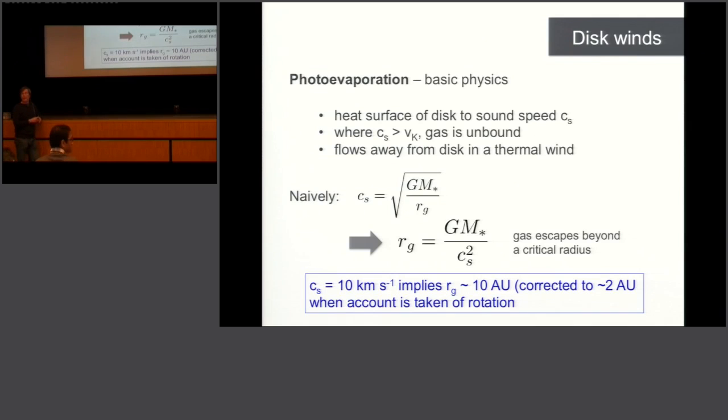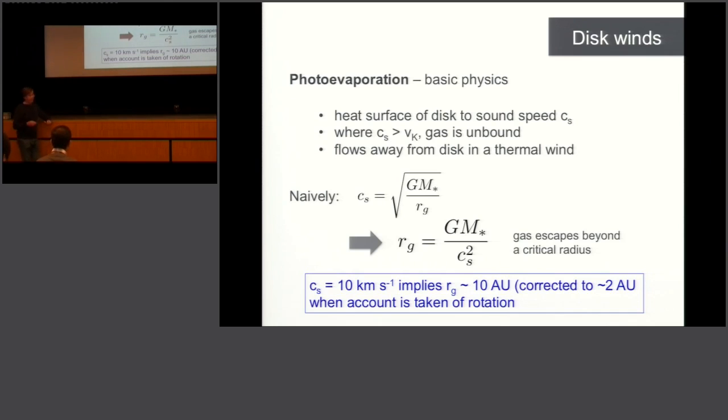This is a process that's been discussed for a long time, even in the context of disks. There was work in the early 80s discussing photoevaporation in the context of star-forming disks, and also in the context of disks around massive black holes in galactic nuclei. The basic idea is that the disk generally has a non-trivial vertical thermal structure. It's typically cold in the midplane, but the upper layers, which are directly exposed to the stellar irradiation, are typically hotter.